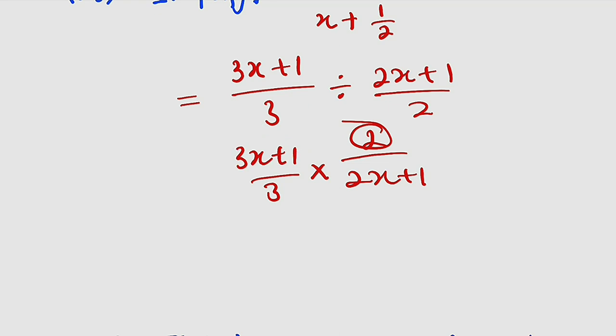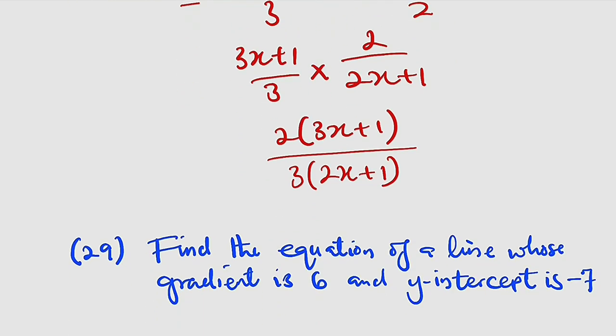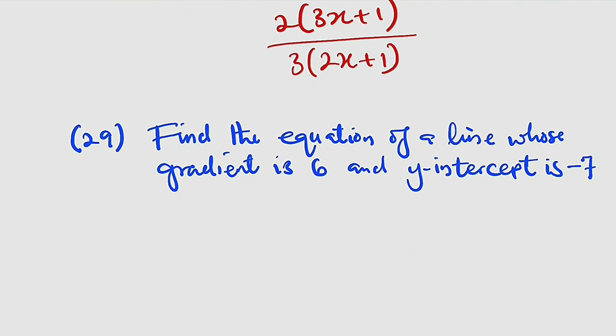This multiplied by this, right? That is 2 bracket 3x plus 1 divided by 3 multiplied by this. That is 2x plus 1. If you like, you expand. Otherwise, you can leave it like this. But according to the options, this is the right one. Let's move on to question number 29.